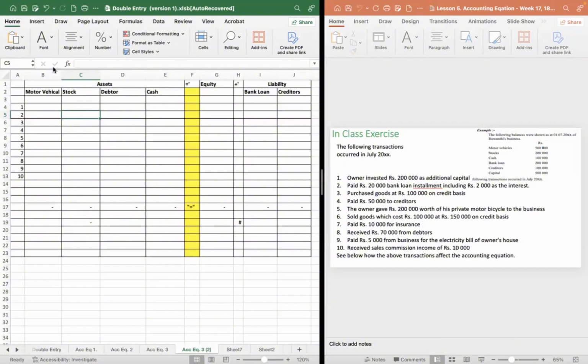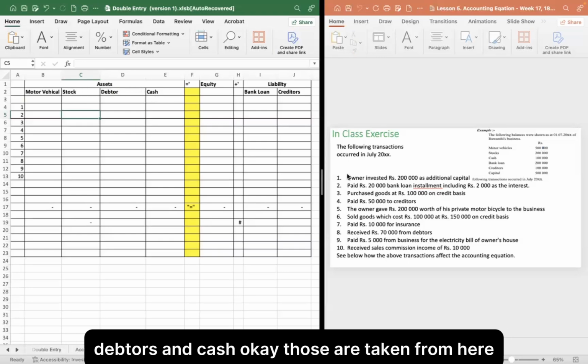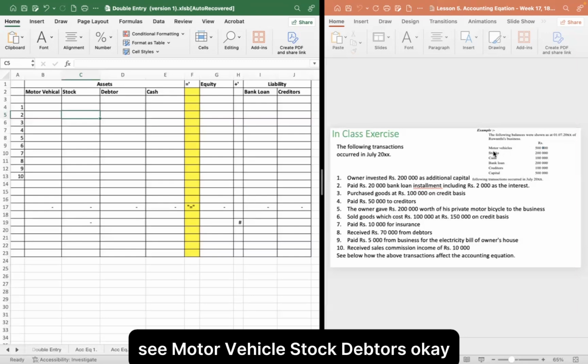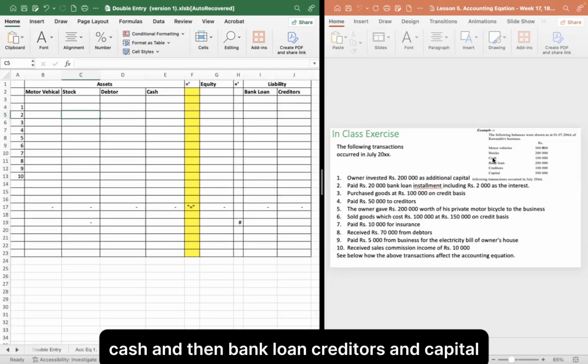එතකොට assets වල තියෙනවා we have motor vehicle, stock, debtors and cash. Okay, those are taken from here because those starting balances are mentioned. See, motor vehicle, stock, debtors. Okay, debtors is not mentioned here. Cash and then bank loan, creditors and capital.